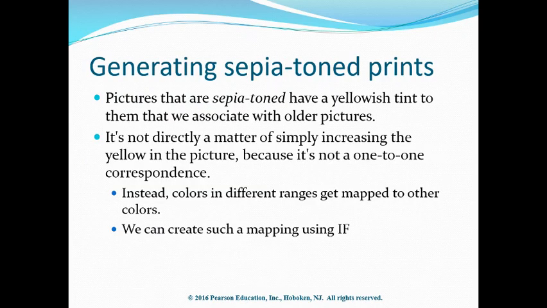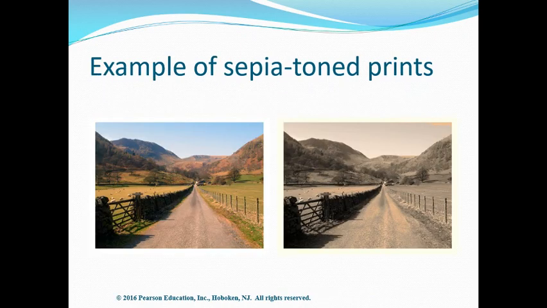So generating sepia toned prints. Pictures that are sepia toned have a yellowish tint to them that we associate with older pictures. It's not directly a matter of simply increasing the yellow in the picture because it's not a one-to-one correspondence. Instead, colors in different ranges get mapped to other colors. We can create a mapping using if statements.